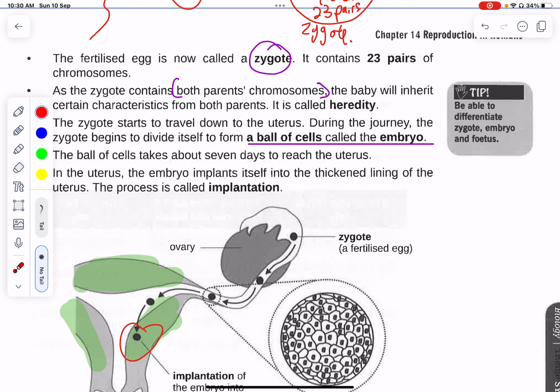Now, do take note that this lining has to be thick enough to support the embryo, and this is something that we will learn more about in the portion on the menstrual cycle. If the egg is not fertilized, it will not be implanted, and eventually it will be cast out of the body. Okay.